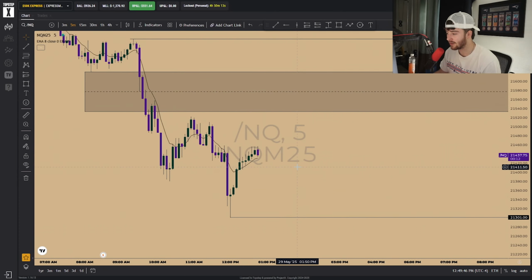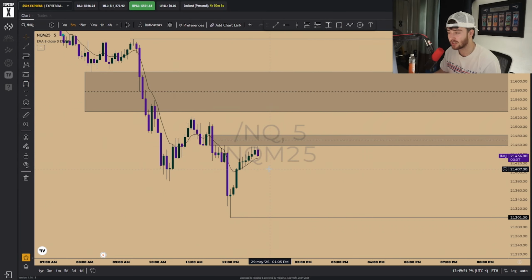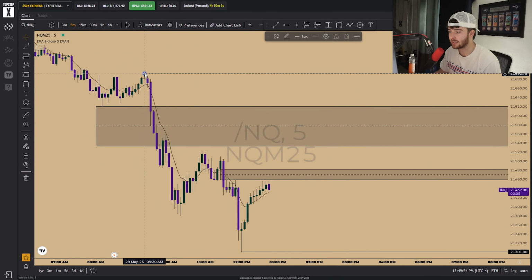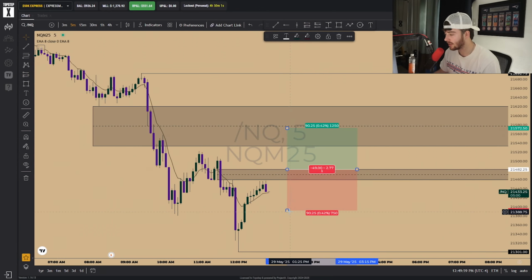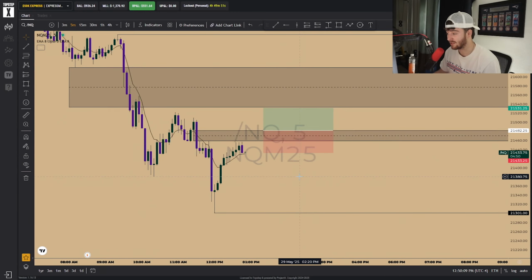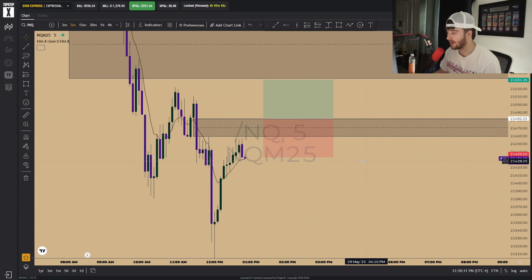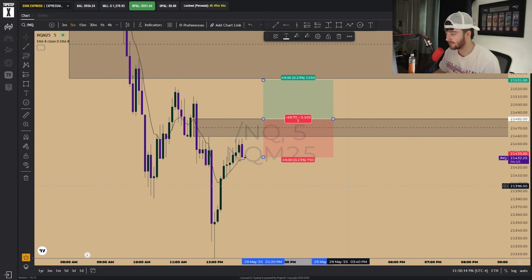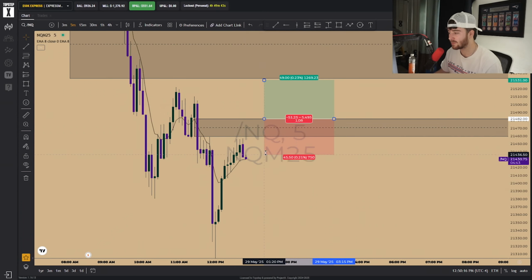The only way that I would see a setup is if we inverse this 5-minute fair value gap with a lot of buyers. Then I would probably take a little scalp. If I was trading this personally, I would probably put it at a previous low and then do a 1-to-1, which honestly is perfect for going into this imbalance. This is probably what I would do. I would take my previous low, or maybe even just the gap, and you could do a 1-to-1 with this as well.